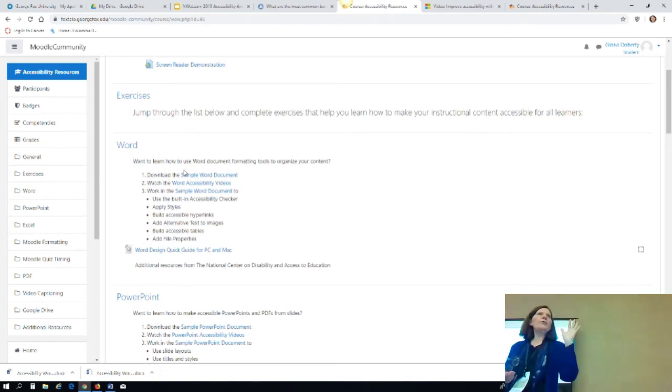Do any of your institutions use Ally? Anyone use that Ally product? Is that what that is? It's owned by Blackboard, correct? It was acquired by Blackboard. Yeah, yes, but they're not just supporting that product.